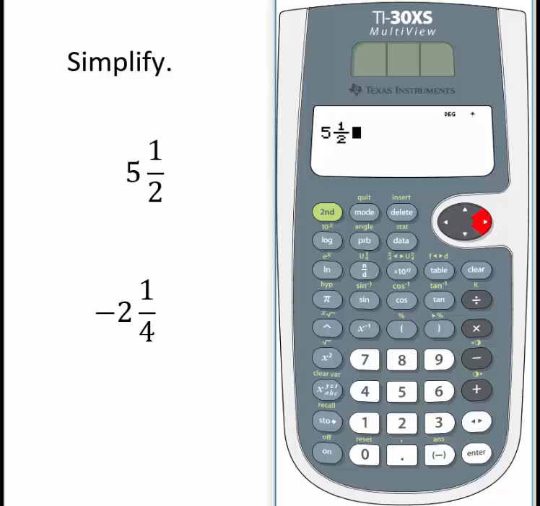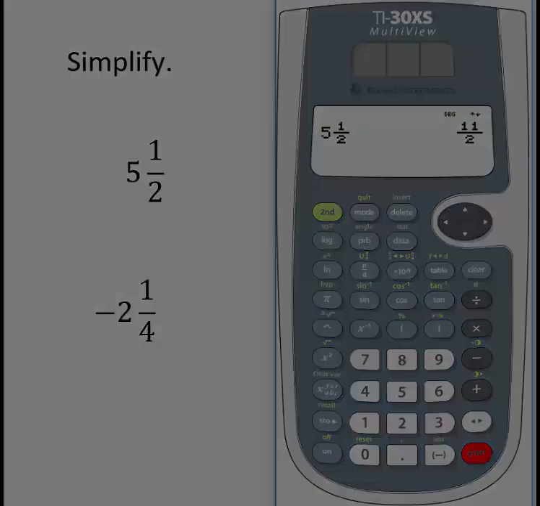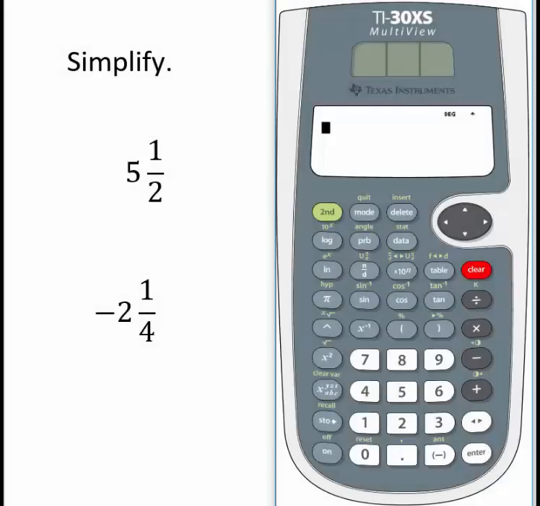So you have now entered the mixed number in the calculator. If you select the Enter button, the calculator will change the mixed number into an improper fraction. For this problem, the calculator displays the answer 11 over 2 in the window to the right of the problem. The mixed number 5 1/2 is equivalent to the improper fraction 11 over 2. All right, let's clear the calculator window.